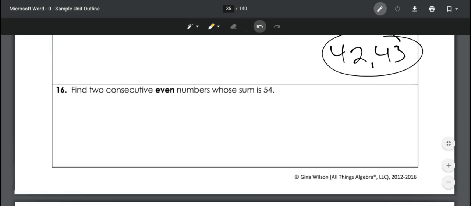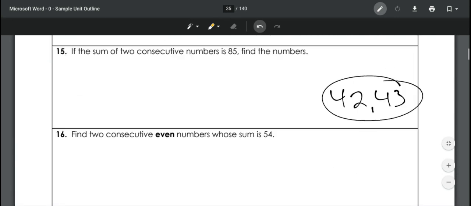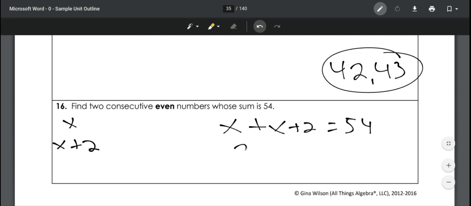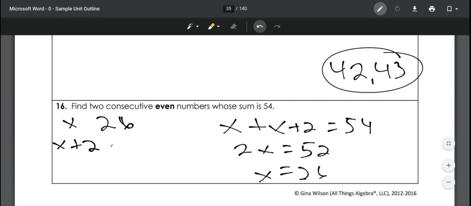Okay, consecutive even numbers. So we have the first one is x, and since it's even, we're skip counting. So then the next one would be x plus 2. So we have x plus x plus 2 equals 54. 2x, we're going to minus 2 is 52. So x is 26. And then we're going to add 2 to that because we're skip counting, they're evens. So those two numbers added up equal 54.